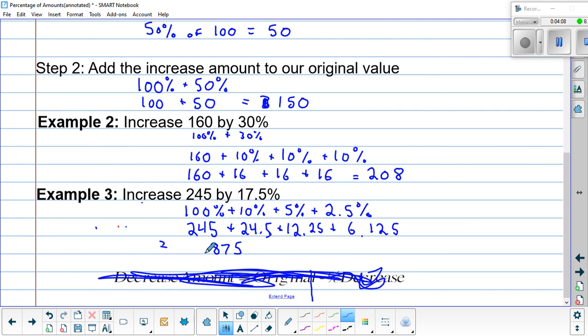So now I've got down to this part. We're just going to go 24 and 6 is 30. 42. So it's 47. So it should be 287.875.